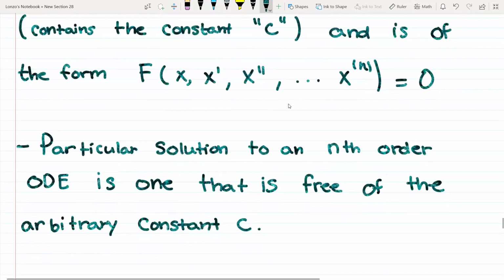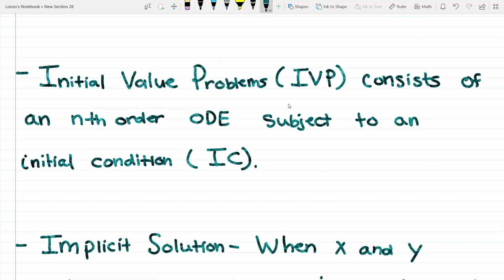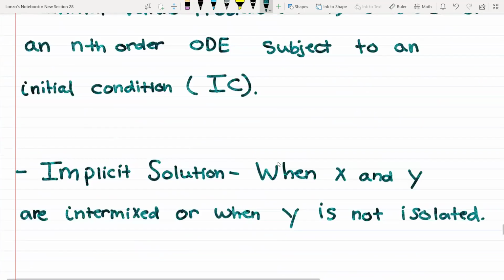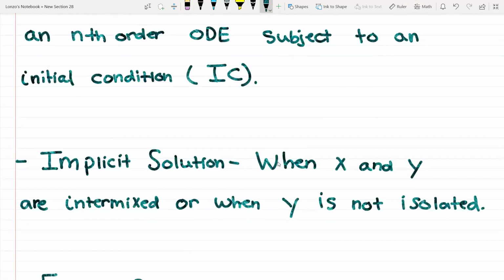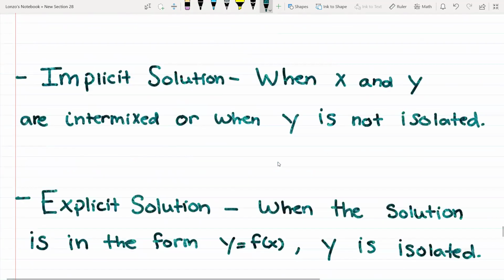And then there's initial value problems. I think that's what we're going to do in the next example. An initial value problem consists of an nth order ODE subject to an initial condition. So you'll have an initial condition. An implicit solution is when x and y are intermixed, or when y is not isolated.